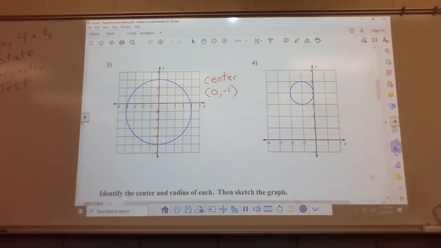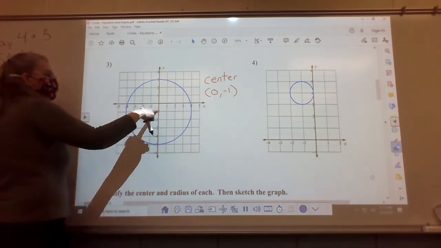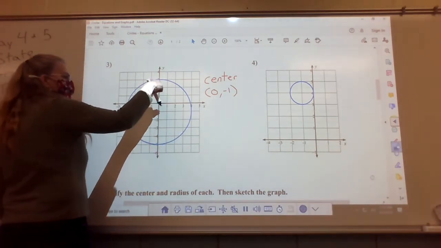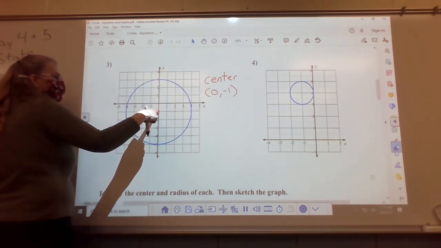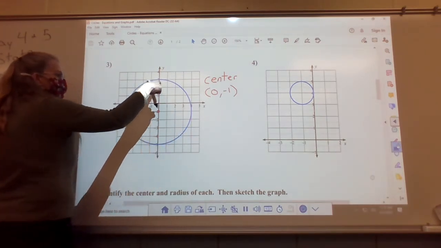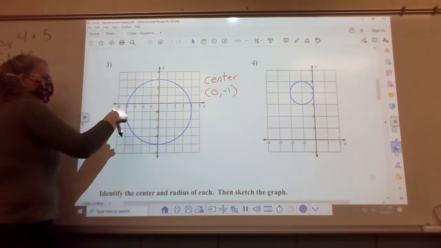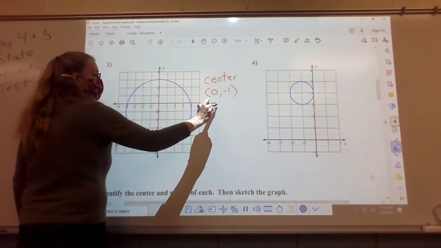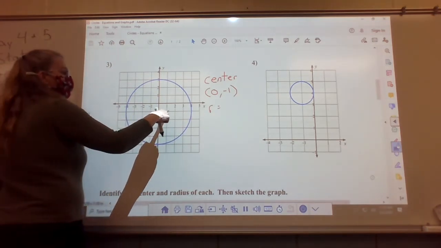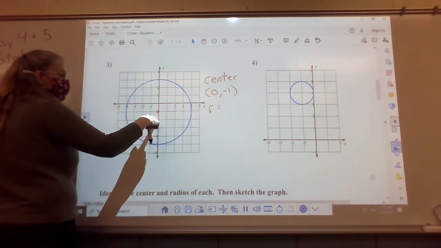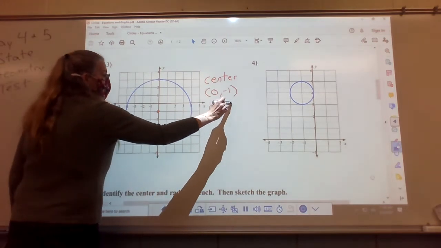Now from there, I can figure out what the radius is just by counting blocks. And it's easiest to kind of go on the grid. And it doesn't really matter which direction you go. So from the center to on the circle, how many blocks is it? What's my radius? 4. 1, 2, 3, 4. So my radius is 4.